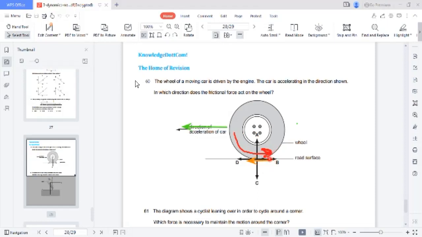Then the ground will provide a friction which would be opposite to its motion, that would be like this. So we can simply say that the friction would be along the direction of t.